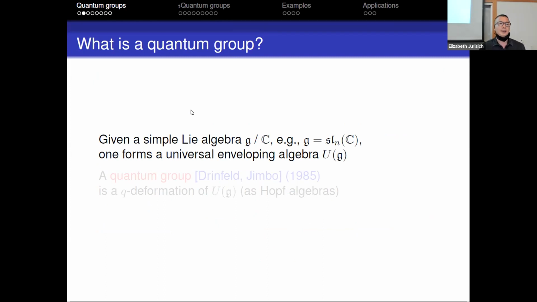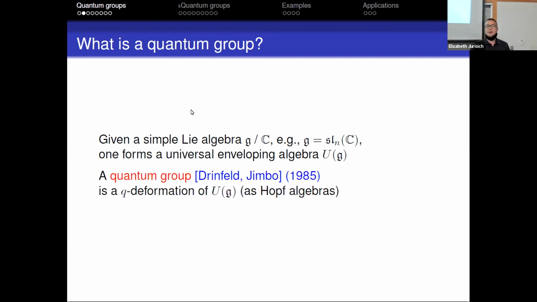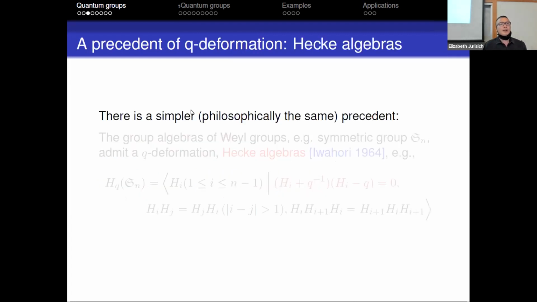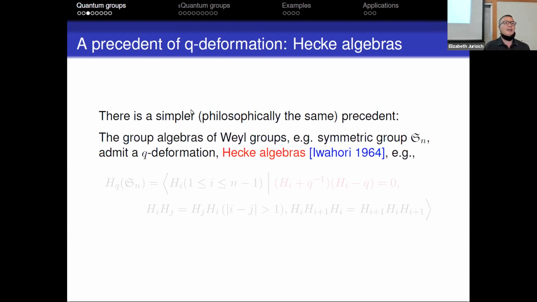g. So quantum group, which was introduced by Drinfeld and Jimbo in 1985, is a quantum deformation of the enveloping algebra as a Hopf algebra. This kind of q-deformation philosophically appeared earlier in mathematics, in representation theory. That was due to Iwahori, and this is known as the Hecke algebra. This is a q-deformation of the Weyl group algebra.